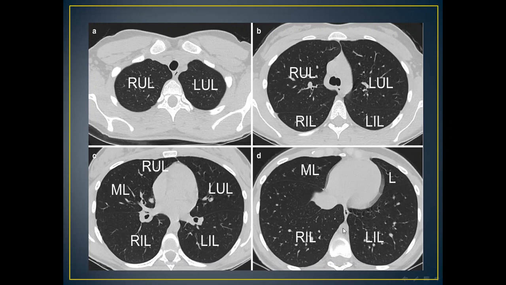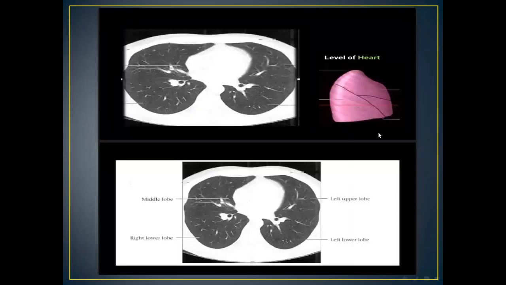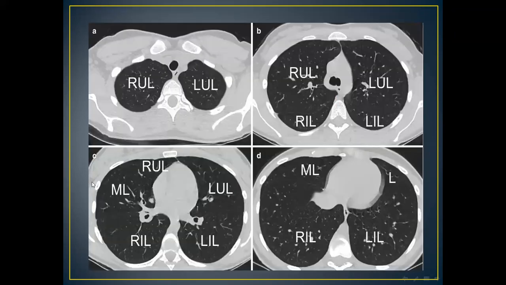Sometimes this cutting line passes through both fissures, and more superiorly here. So here what we'll have on the right side is the upper lobe, middle lobe, and lower lobe, as it is shown here in this image. This is the horizontal fissure, and this is the oblique fissure. So we have the three lobes seen together.